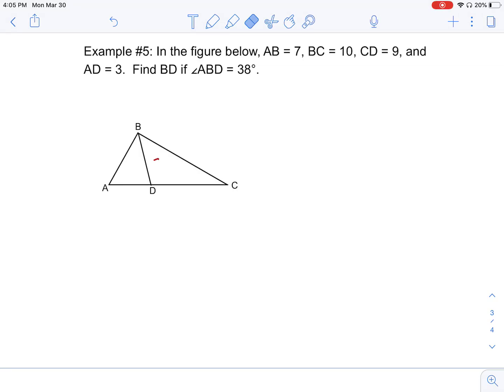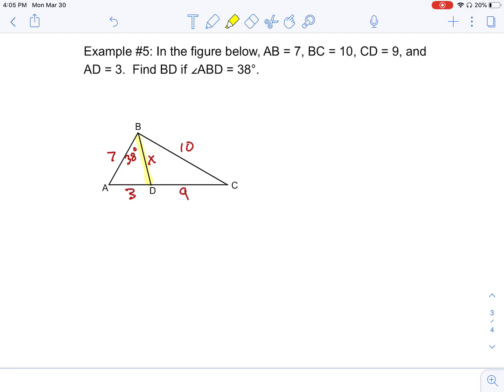Example 5 is a little bit different because we're going to be working with two triangles and kind of have to back into what we're looking for. We're given side AB is 7, BC is 10, CD is 9, AD is 3. We know angle ABD is 38 degrees, and we're looking for BD, this side. So we kind of have to come up with a plan.